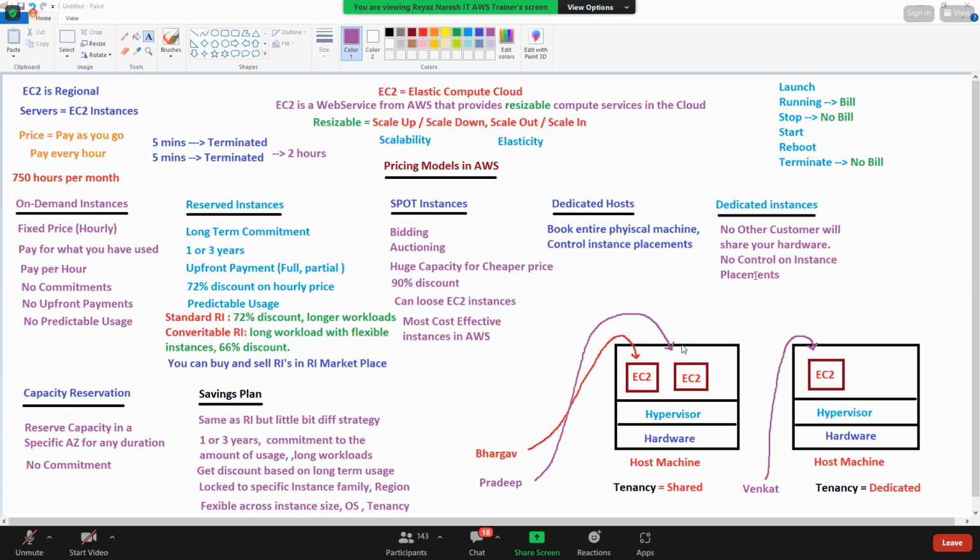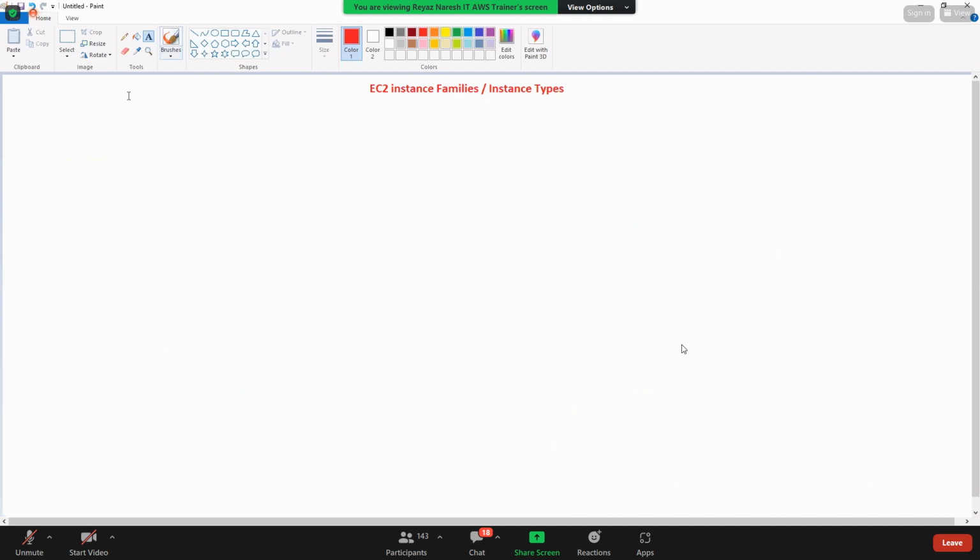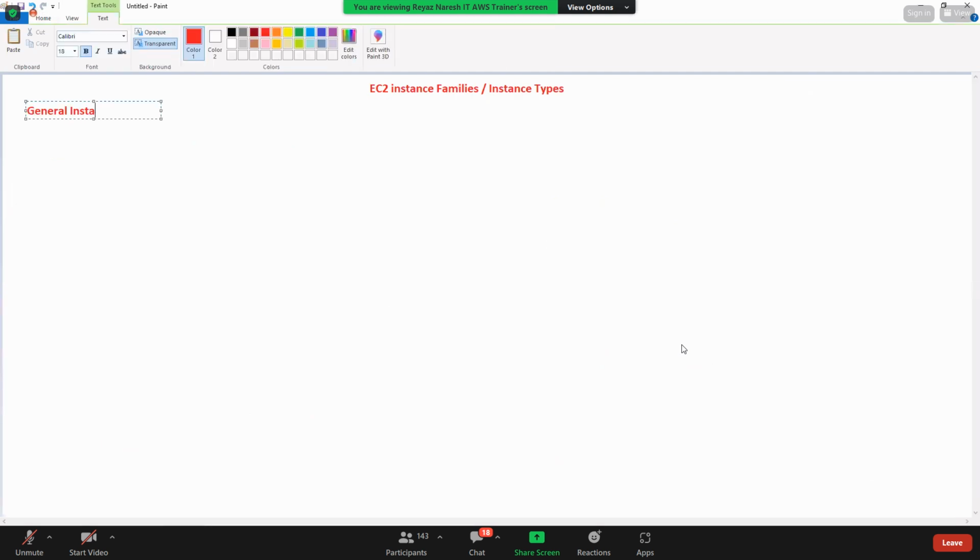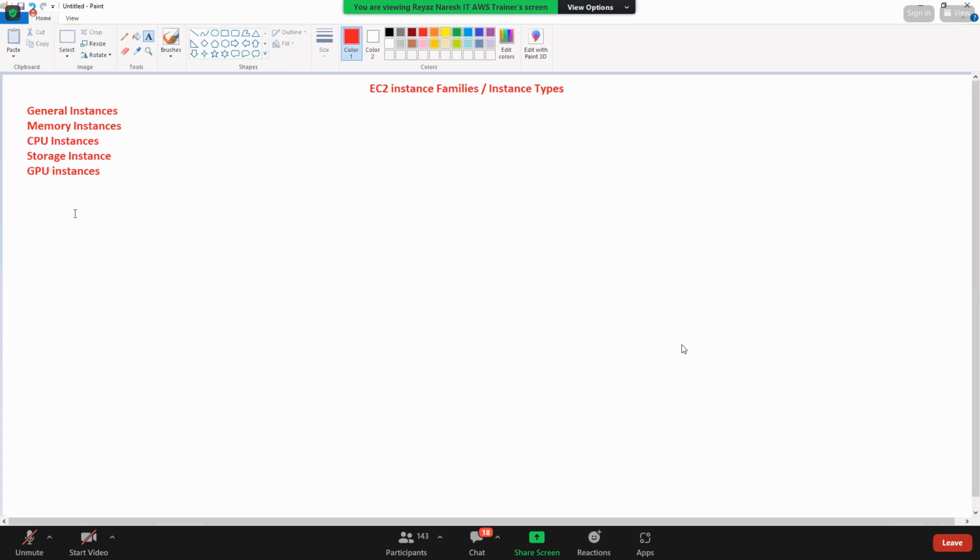So based on this, AWS came up with different sets of instances. That way we call them families or categories. You can call them families also, you can call them categories also. So we have different instance families like general instances, memory instances, CPU instances, storage instances, and GPU instances. I'm just listing a few, but like this, you have so many categories today. You can see that in billing, Vinod.